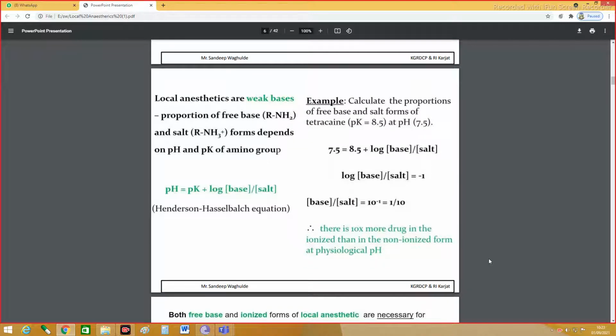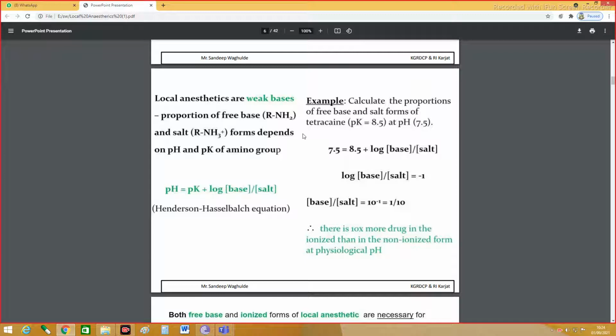Local anesthetics are weak bases, and the proportion of the weak base, that is RNH2, and its salt, that is RNH3 plus, depends on the pH and pK of the amino group. Therefore, the Henderson-Hasselbalch equation for weak bases is like here. pH is equal to pK plus, and here we are talking about bases, therefore it will be log of base divided by salt.